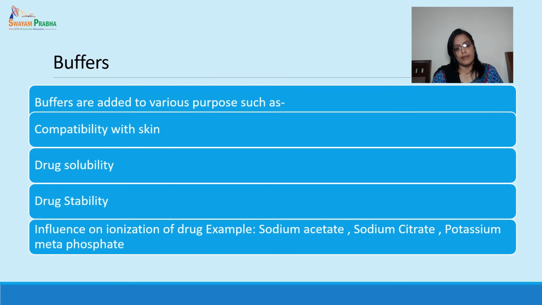Next is buffer. Buffers are added for various purposes. What is the role of a buffer? To maintain the pH. If we have to adjust the pH, we have to choose a suitable buffer in any formulation, considering compatibility with the skin, drug solubility, drug stability, and ionization of the drug. Sodium acetate, sodium citrate, and potassium metaphosphate are a few examples of buffers used to maintain the pH of the vehicle or the preparation.